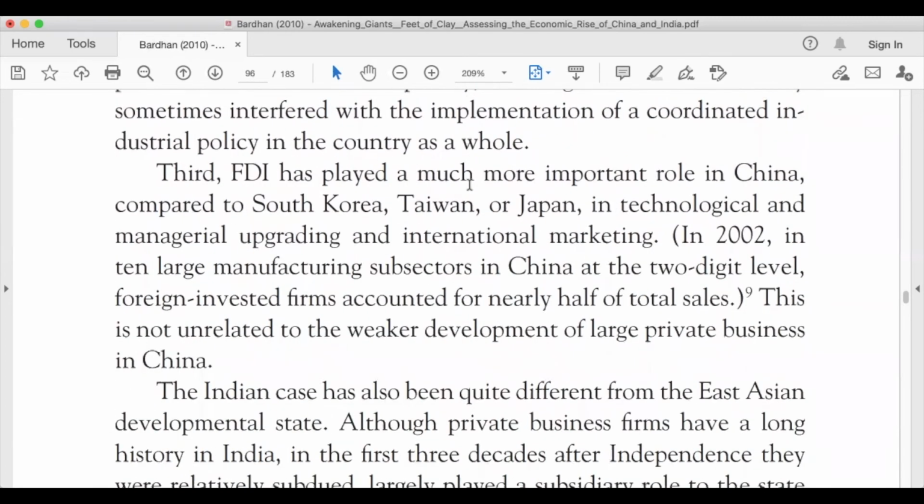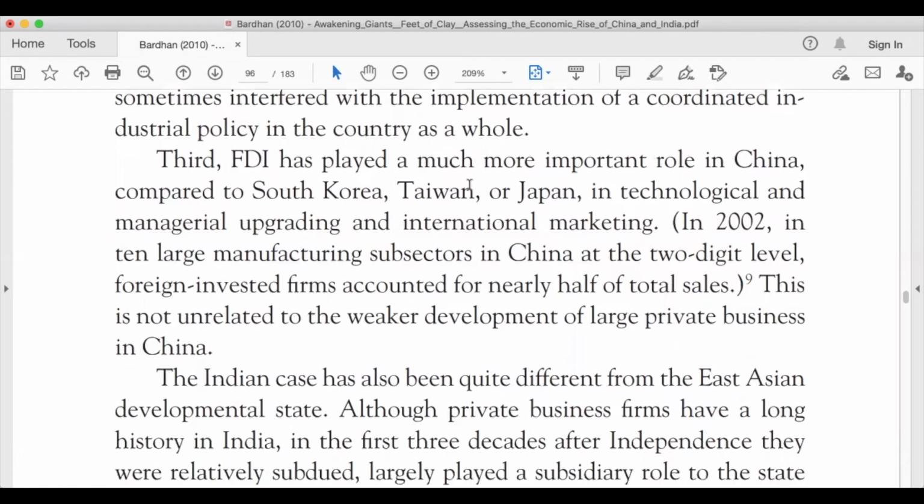Third, FDI, foreign direct investment, has played a much more important role in China compared to South Korea, Taiwan, or Japan in technological and managerial upgrading and international marketing. In 2002, in 10 large manufacturing subsectors in China at the two-digit level, two-digit SIC code, foreign invested firms accounted for nearly half the total sales. This is not unrelated to the weaker development of large private businesses in China.